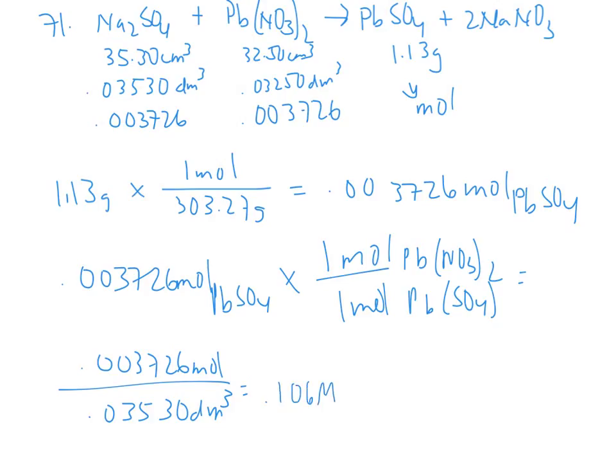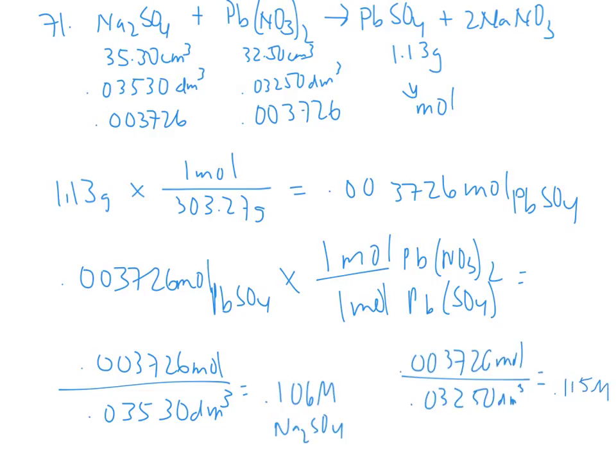0.106, this is the concentration of Na2SO4, and then taking that same molar amount, 0.003726, and dividing by the volume of the lead nitrate, which was 0.03250 decimeter cubed, is going to give me a concentration of 0.115. So they want to know what assumptions were made.